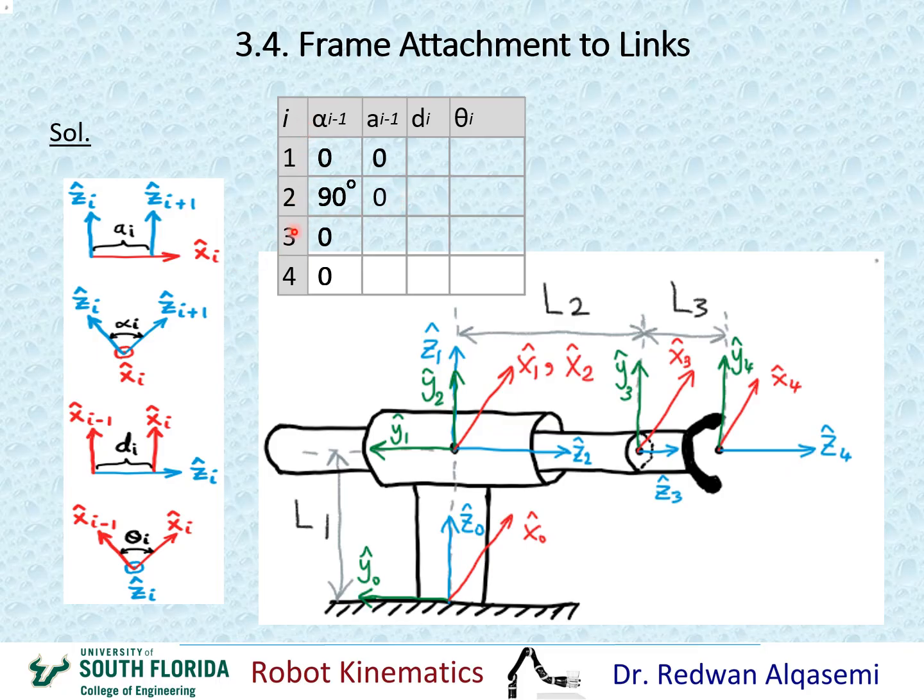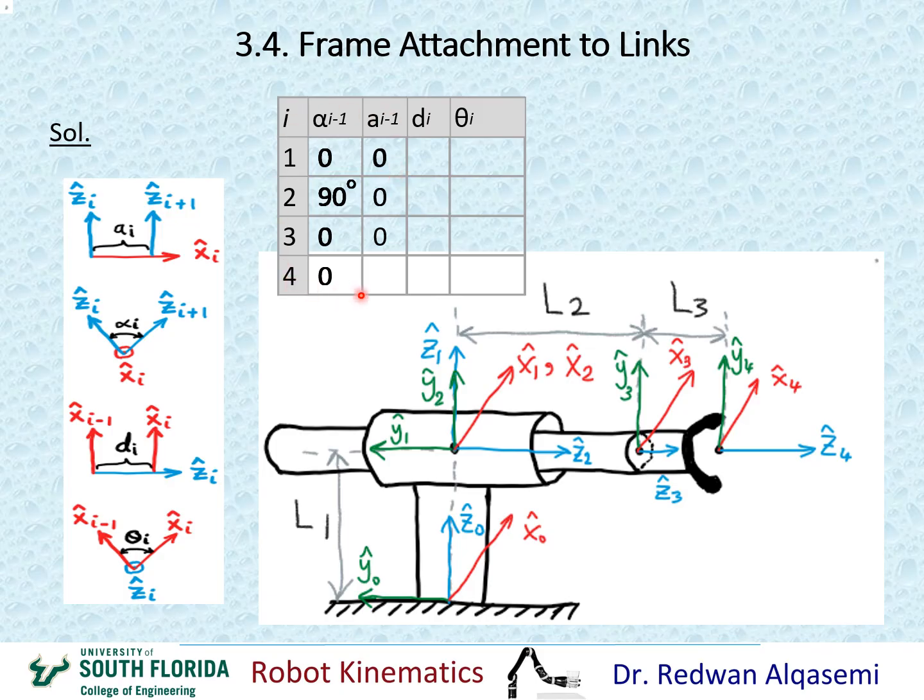Now when i equals 3, I'm looking at a(i-1), which is a2. So for a2, I'm looking at z2 and z3 along x2. This is z2 and this is z3 along x2, which is this line. Obviously z2 and z3 are the same line, so the distance between them along x2 is 0. Okay, so that makes my a2 equal to 0 right here.